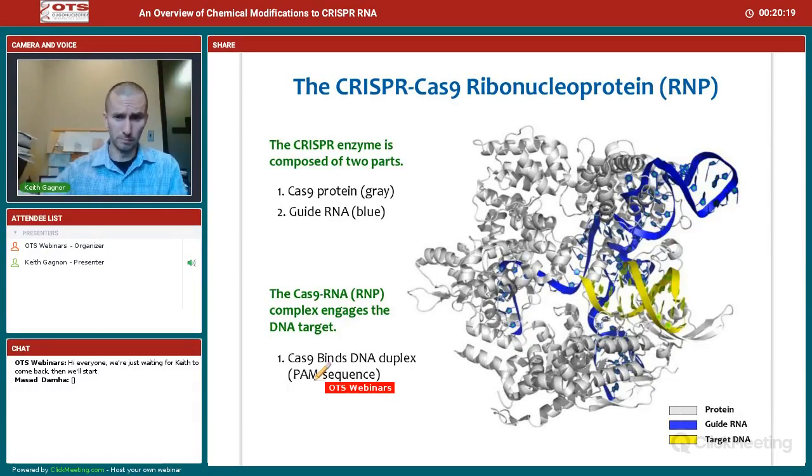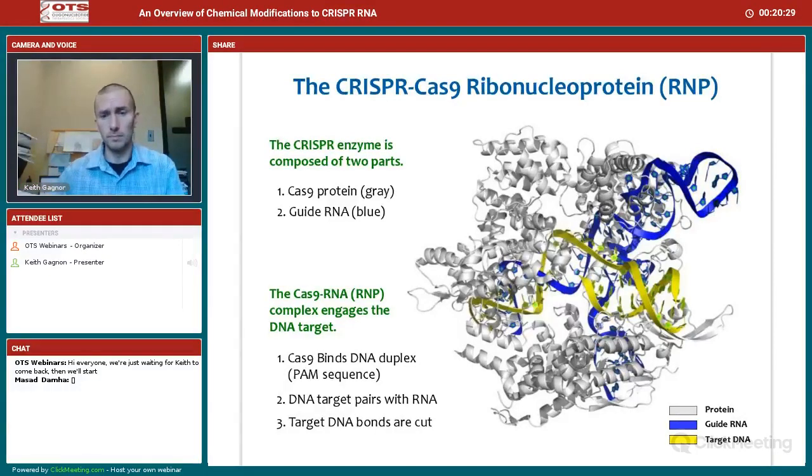The PAM sequence is a small two to three nucleotide motif that is required to bind first. And then once it does, the guide sequence of the CRISPR RNA will pair up with the target DNA, and you'll get DNA cleavage if you have an active enzyme.